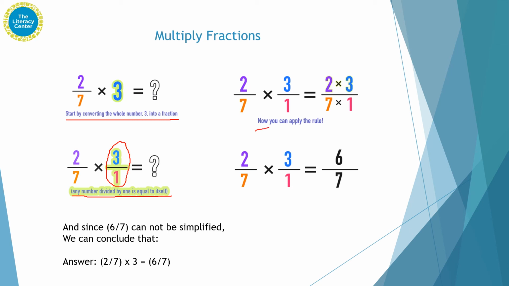Now you can apply your rule. Multiply the numerators, 2 into 3. Multiply the denominators, 7 into 1. And then you will get your result, that is 6 by 7. And since 6 by 7 cannot be simplified further, we can conclude that our answer for 2 by 7 multiplied by 3 is 6 by 7.